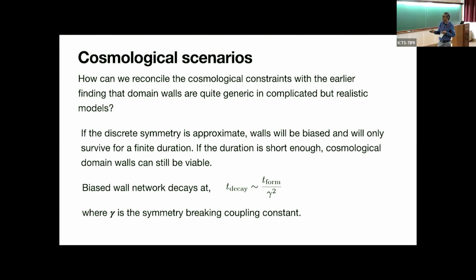You can calculate the time at which the wall decays, and it's the formation time divided by that coupling constant squared, gamma squared. Remember, this is a gamma trace phi cube, so there is a gamma in there. So the walls are there for some time in cosmology, but then they go away. And that's the interesting scenario for gravitational wave production: gravitational wave production from biased domain walls.